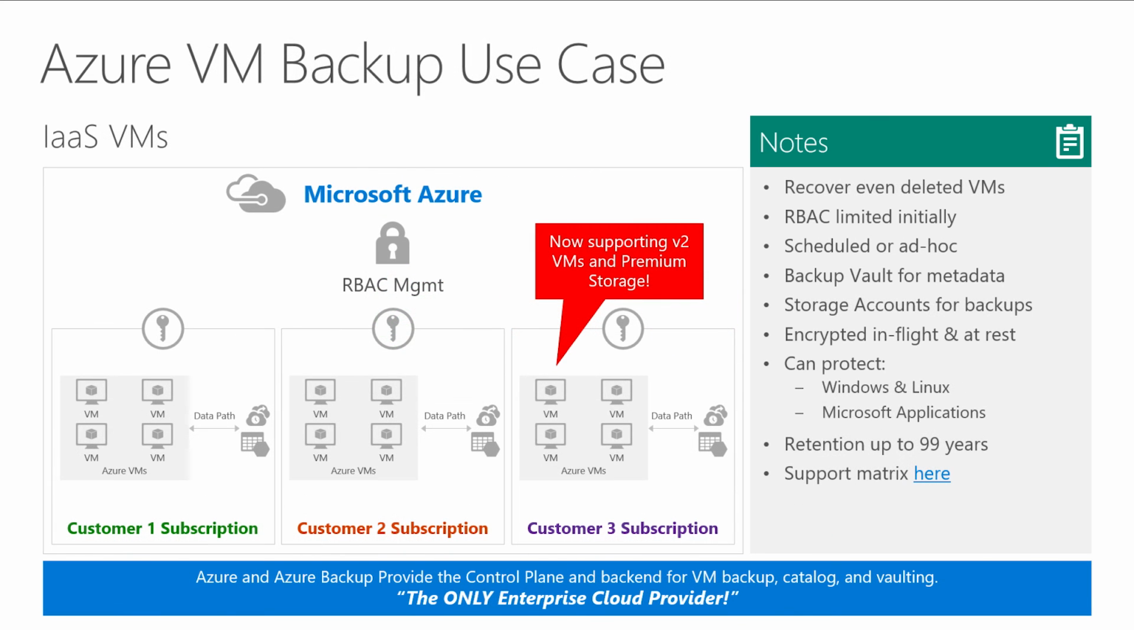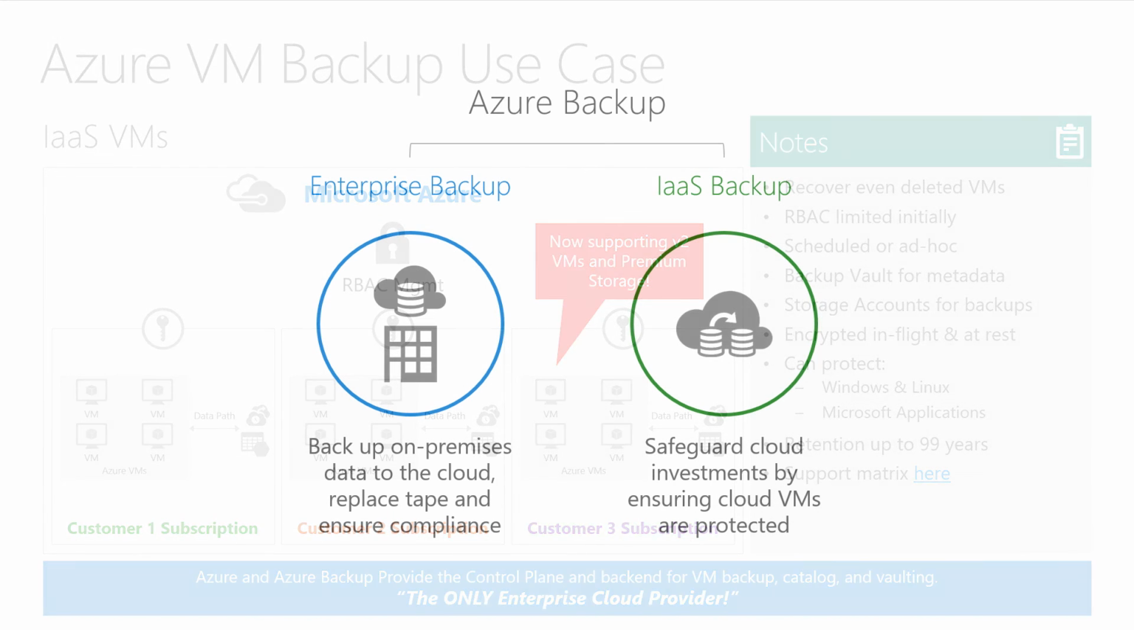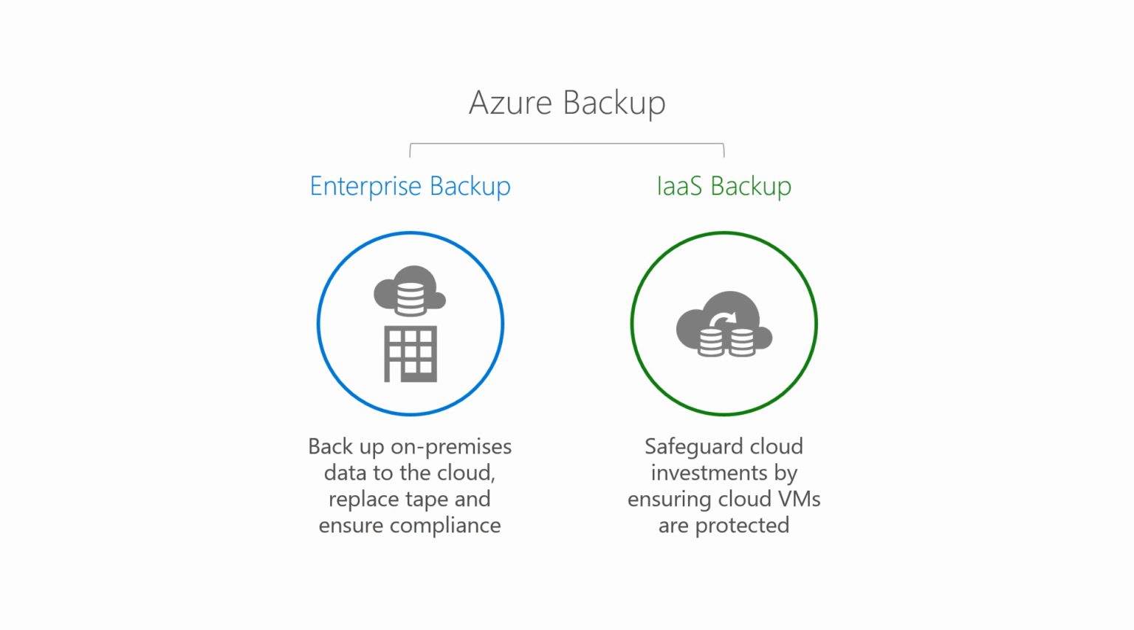In addition, we're able to back up Azure IaaS VMs using Azure Backup as well. As you can see in this scenario, we're able to back up directly from Azure IaaS to the Azure Backup Vault. By leveraging Azure Backup, we can back up our on-premises data to the cloud, as well as protecting our IaaS infrastructure using Azure Backup to protect our cloud VMs.